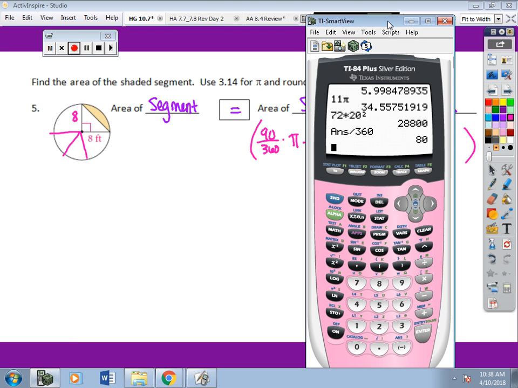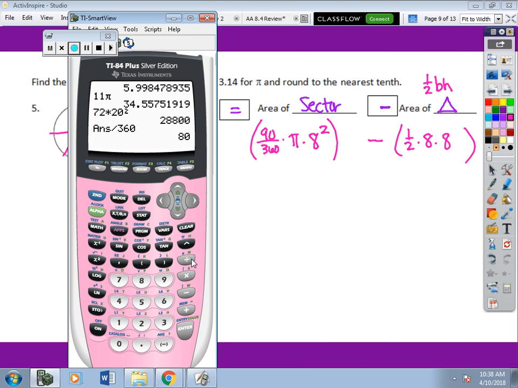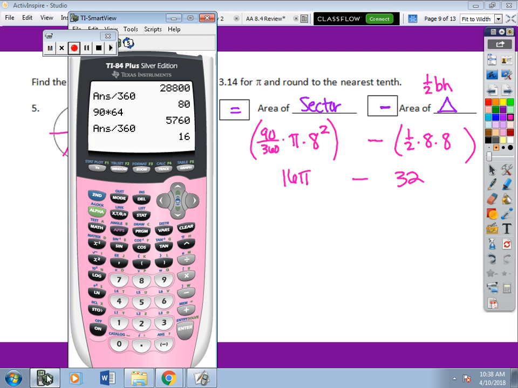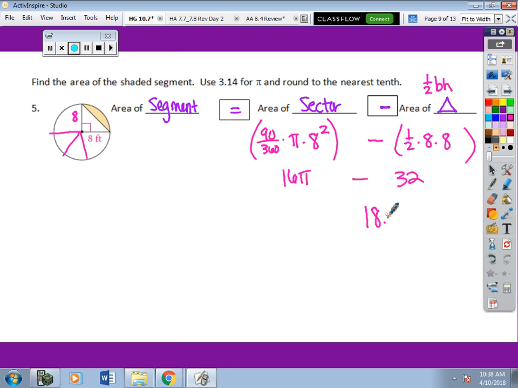So the first part, we would end up getting 90 times 64 divided by 360. So this is 16 pi if you wanted to leave it in terms of pi, minus 32. If they ever ask you to leave something like this in terms of pi, you cannot combine these because they're not like terms. So that would be your answer. You would just put feet squared. But they want us to round this. So now I'll take 16 pi minus 32 and we'll get 18.3. And that would be square feet. This one said nearest 10. I know they switched the directions on us.